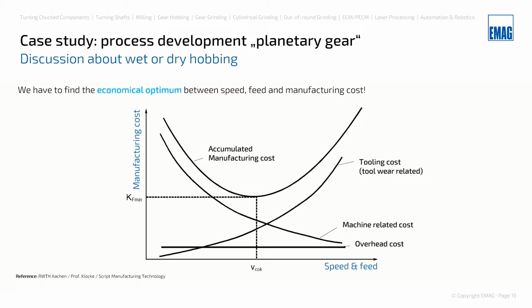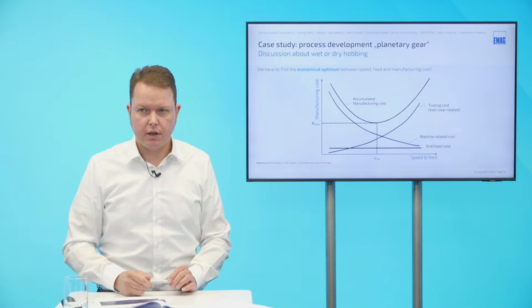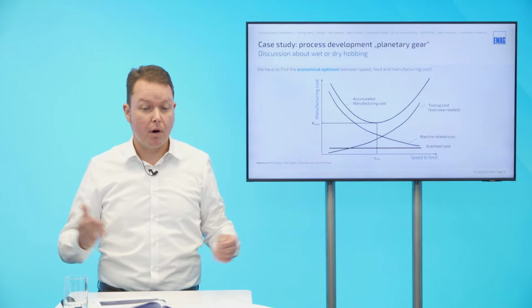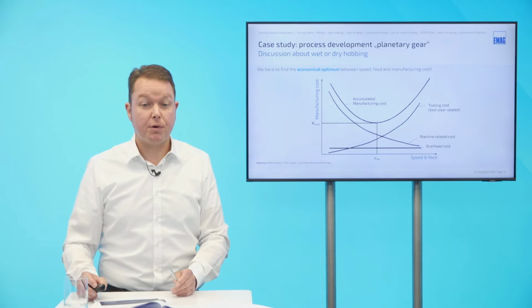If we add up all three curves, then we will have this parabola, the accumulated manufacturing cost, and our job as technology people is simply to find the minimum of the manufacturing cost when it comes to designing such a process.